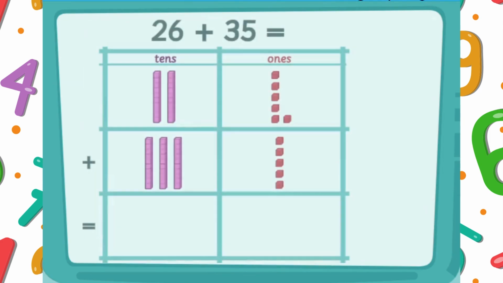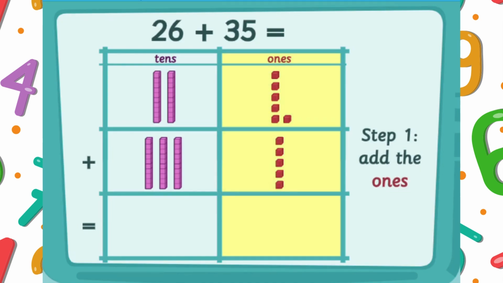Sten has used partitioning and place value blocks to represent this calculation. Can you add the ones and tens to see what the answer should be? Remember to regroup any ones. First, Sten adds the ones. There are 1, 2, 3, 4, 5, 6, 7, 8, 9, 10, 11 ones.